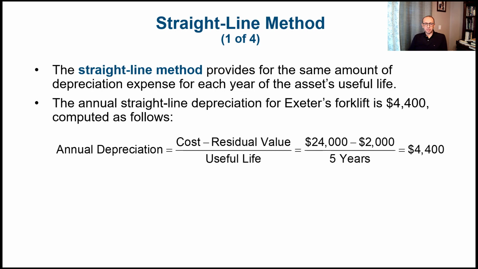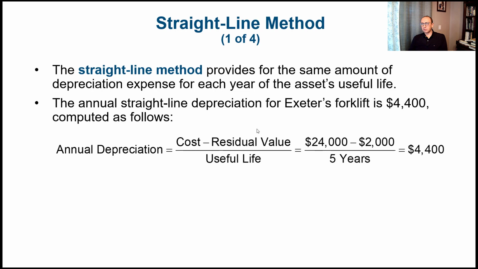In the straight line method, it provides for the same amount of depreciation expense for each year of the asset's useful life. So once we decide on a value, it's going to be exactly the same from one year to another. So the annual straight line depreciation, let's say for the forklift, is $4,400. And how is this computed?